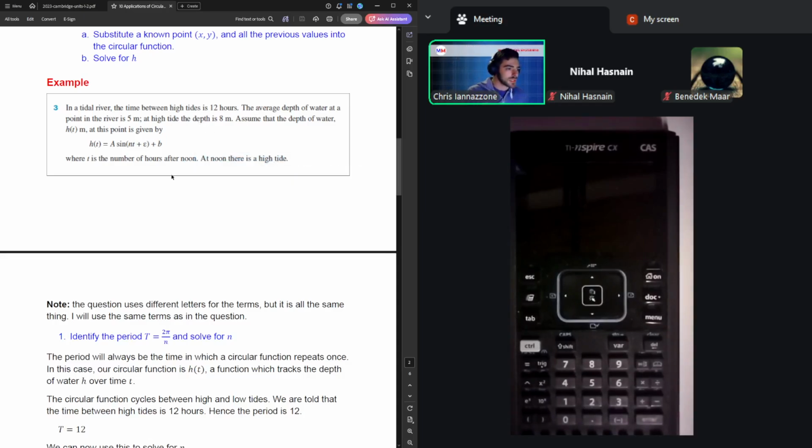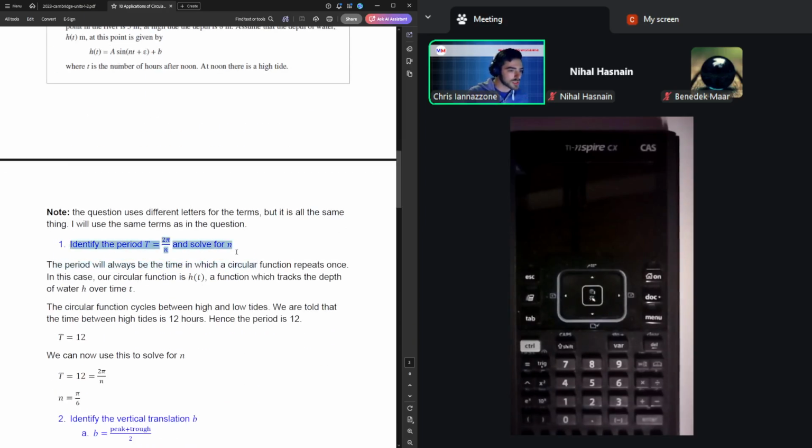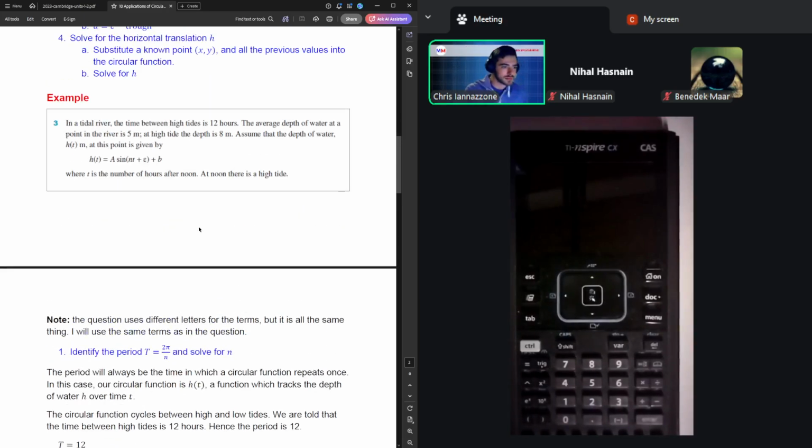So again, you can do a lot of things in different orders here. This is just one possible way of going about it, mainly just trying to hit all the key things in the question. So first up, we're going to try and identify what the period is in this scenario, and that is going to allow us to solve for n, because the period is calculated by 2 pi divided by n. That's going to be this first piece of information here. The time between high tides is 12 hours.